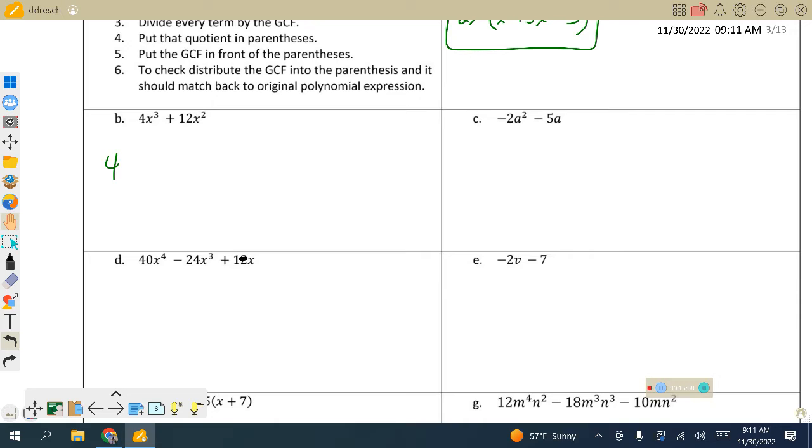X to the, how much can I take out? X to the second, because the smallest amount there is 2. I can't take away anything I don't have enough of. All right, there's my GCF. Divide it. Show me what you have left over.